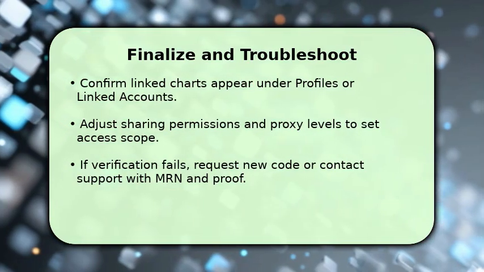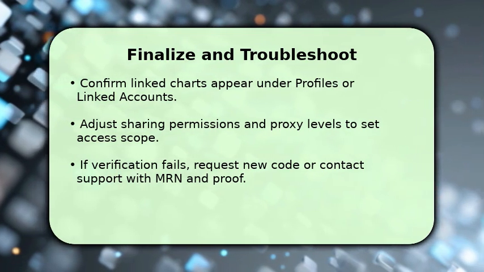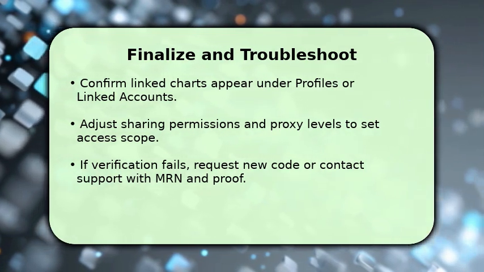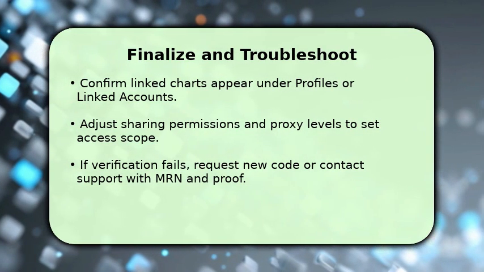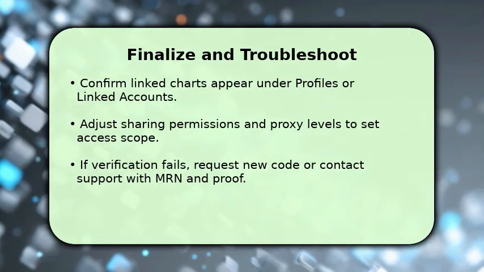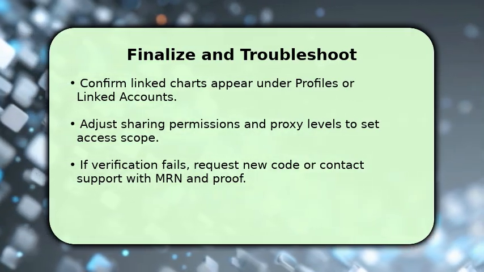Finish by reviewing profiles or linked accounts to confirm both charts appear and data is visible at the expected access level. Once linked, immediately set sharing permissions and proxy roles so you only see what you need. Make adjustments in account settings.